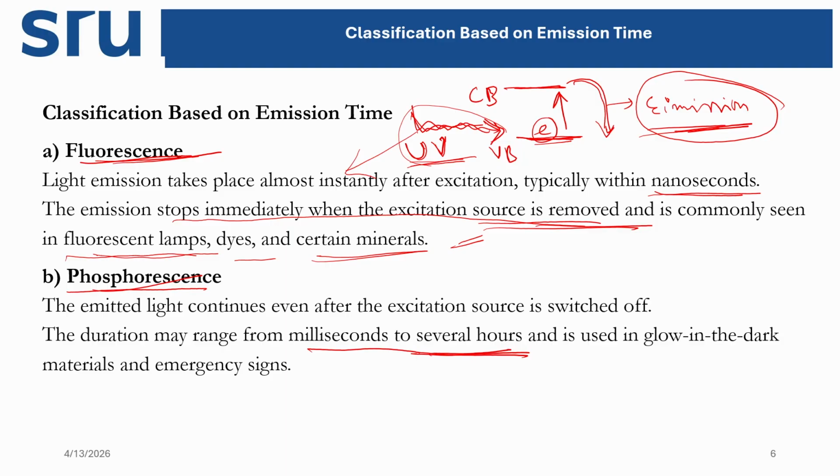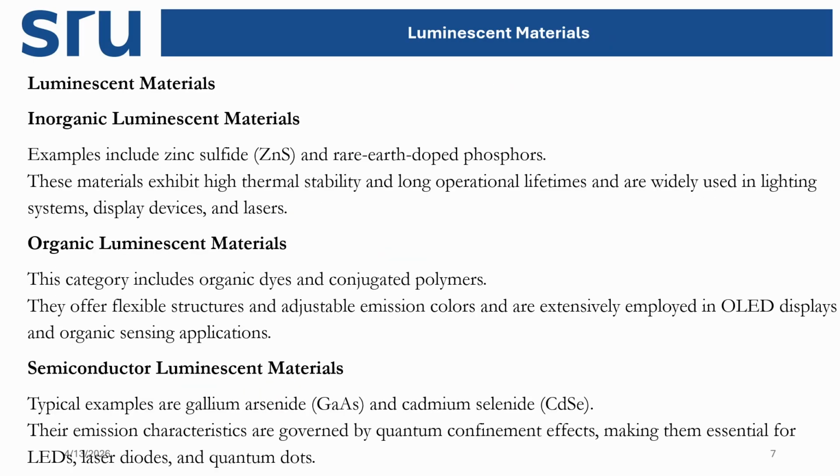Let's say we provide the UV light source for energy excitation, and after removing it, even for 1 hour we can get the luminescence property of the materials. So this process is called the phosphorescence property. It can be used for glow-in-the-dark materials, and phosphorescent material is used for emergency signs. So based on the emission time, how long the emission is coming, photoluminescence can be classified into two ways: fluorescence and phosphorescence.